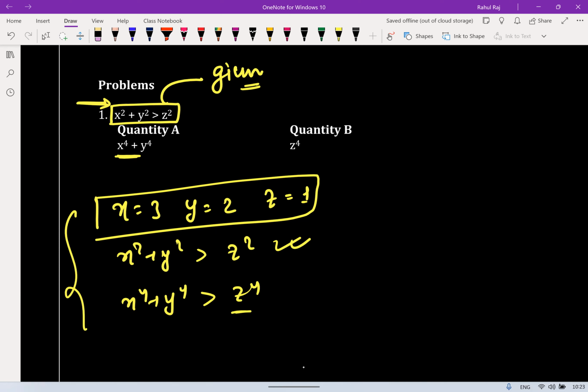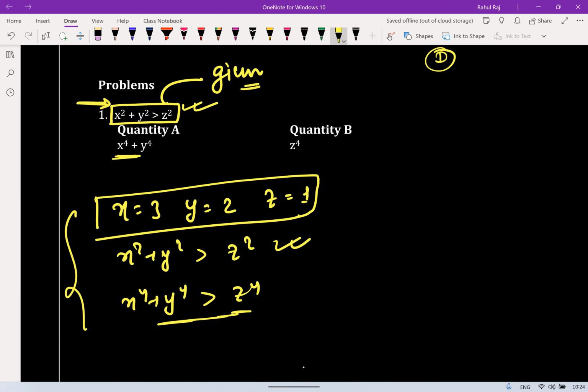This is the equation given to you. That's given, and it must be respected. Whatever number you take, it should 100% satisfy x square plus y square is greater than z square. The same number should also satisfy that quantity A is greater than quantity B. You have told the answer is D, because you know that even powers cannot be predicted. The answer you have told, D, is 100% right.